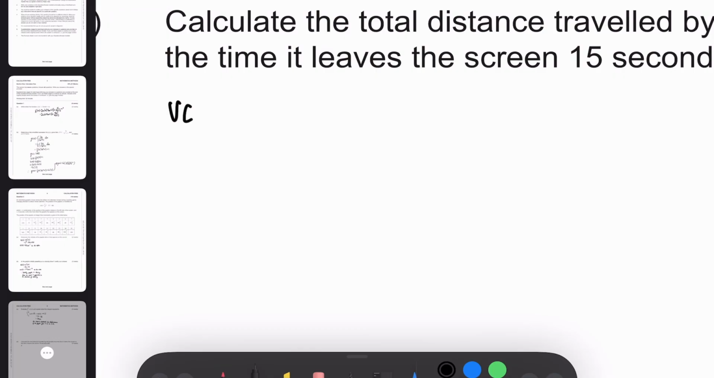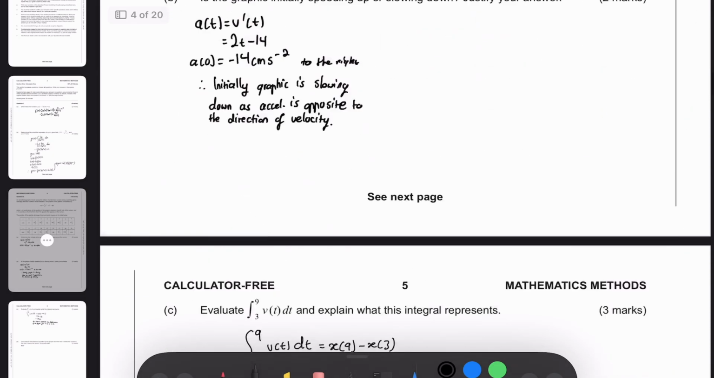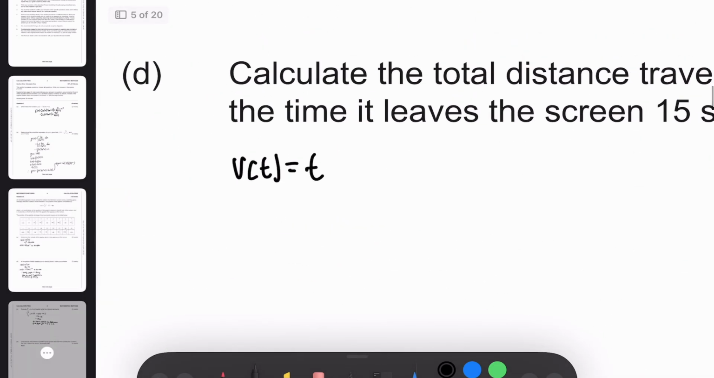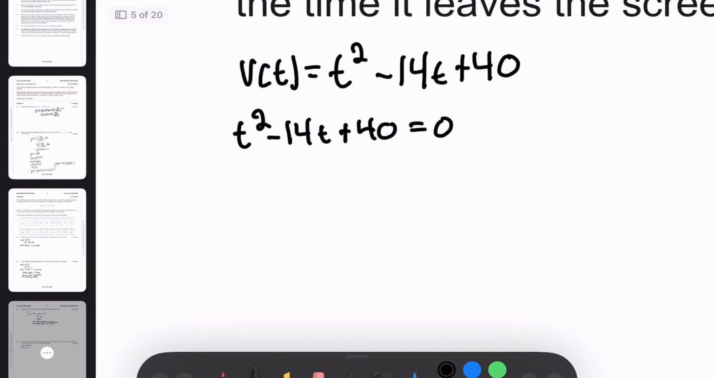So to find that, we know that v of t is equal to t squared minus 14t plus 40. So when it's at rest, obviously our velocity is going to be 0. So actually I won't write that, let's just write t squared minus 14t plus 40 is equal to 0. Then we have to solve this for t.